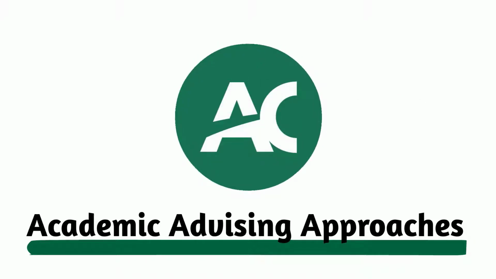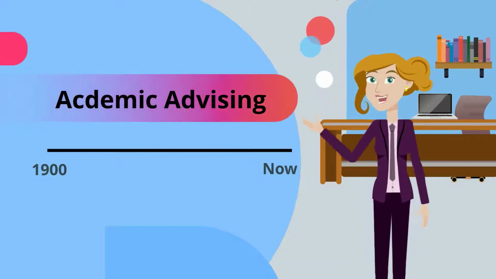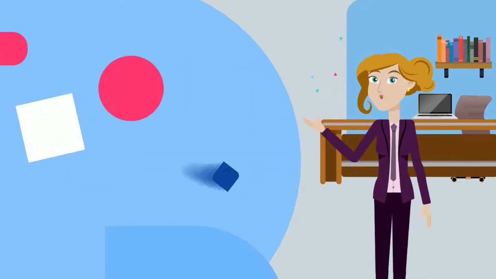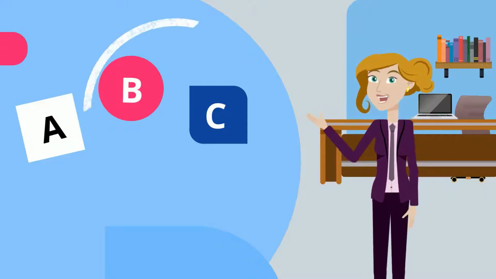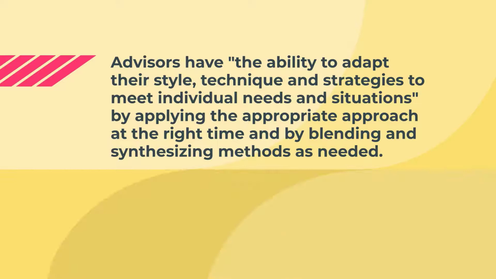Academic advising approaches. Academic advising has evolved over time, and there's a range of different approaches to advising. Most interactions with students require the use of multiple approaches and methods. Advisors have the ability to adapt their style, technique, and strategies to meet individual needs and situations by applying the appropriate approach at the right time and by blending and synthesizing methods as needed. Wilcox, 2016.